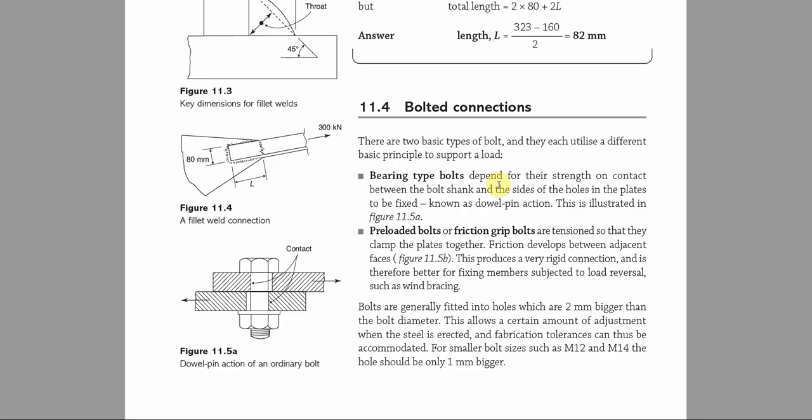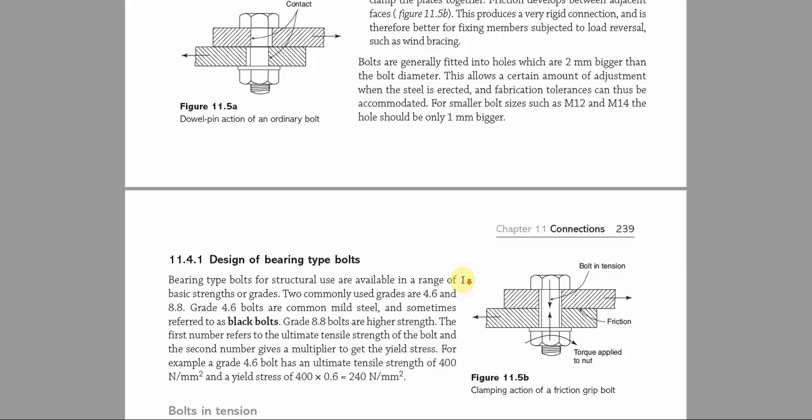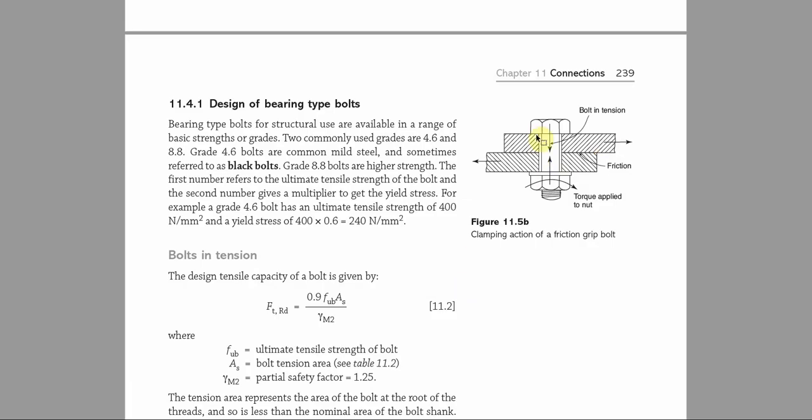As you can see in figure 11.5a, this is an example of the bearing type bolt. However, the preloaded bolt or the friction grip bolt are tensioned so that they clamp the plates together, with friction developed between adjacent faces, as seen in figure 11.5b.